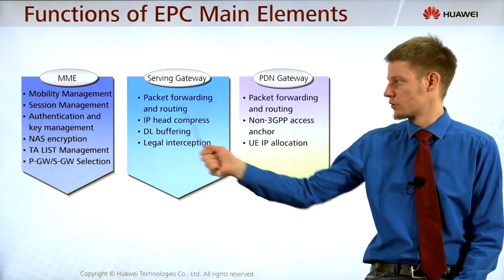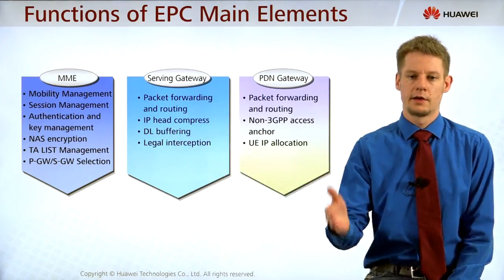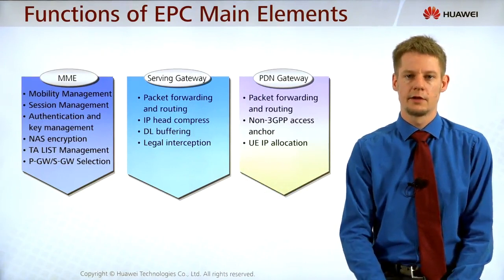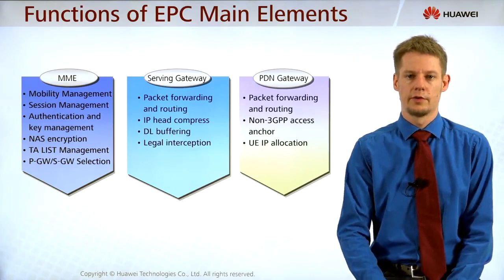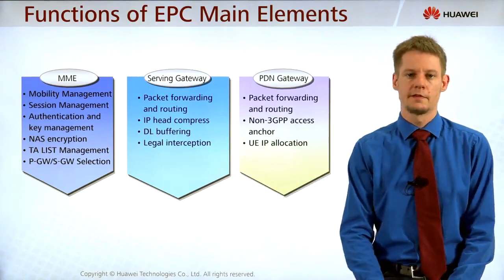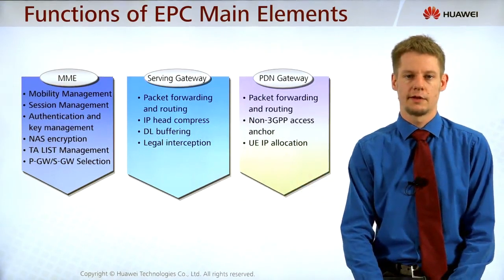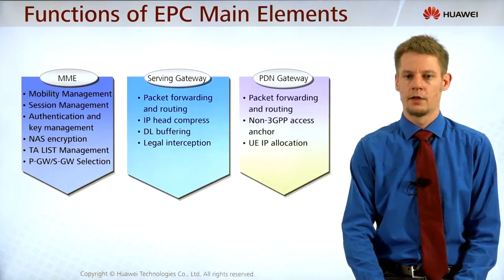This can also do IP header compression, and whenever there are downlink packets arriving, but the user has to be paged first because the network does not completely know where it is at the moment, the packets have to be buffered. This is also the point where legal interception or lawful interception can be done.